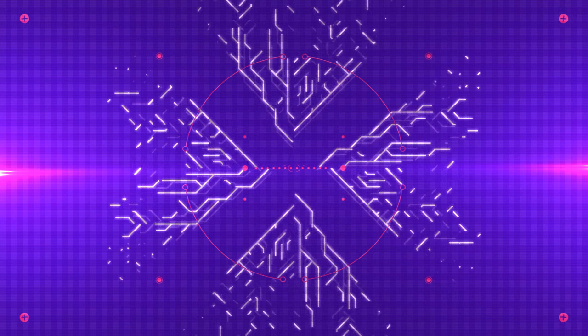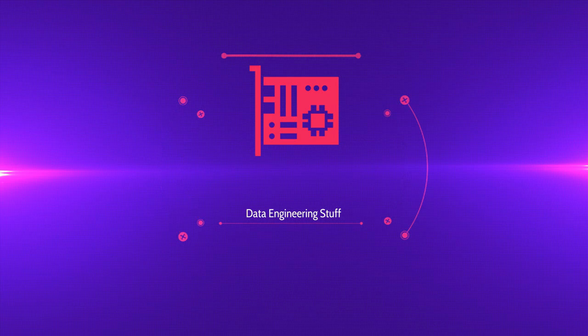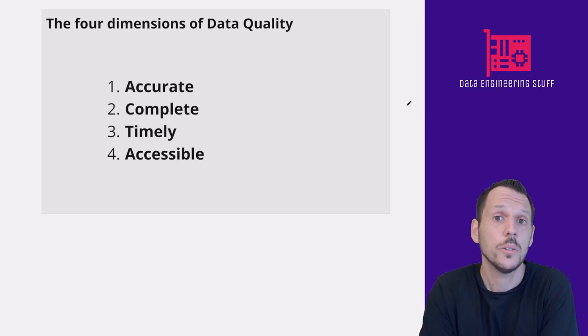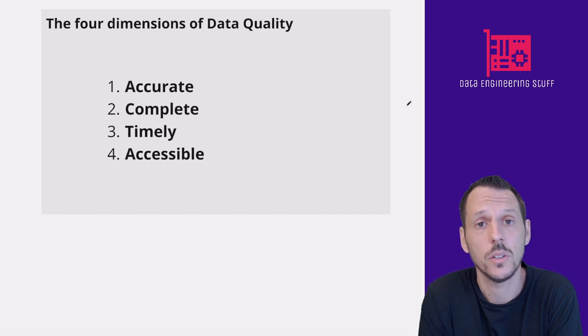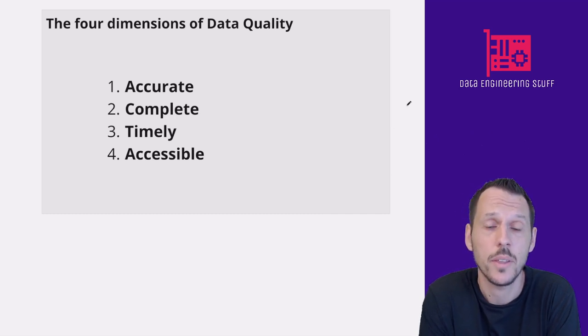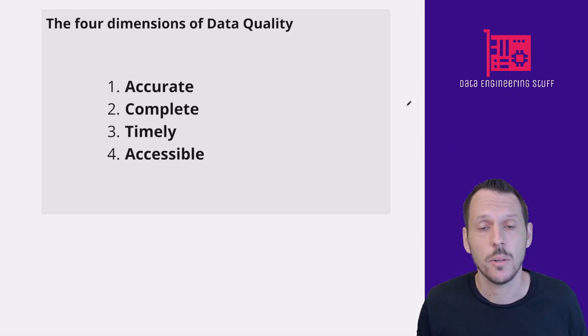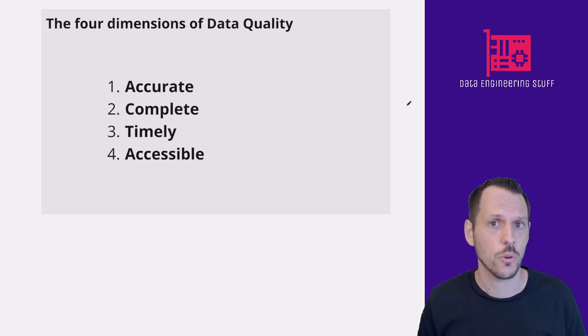Today we're going to talk about the 4 dimensions of data quality. When you hear about data quality, you also will quickly hear about the 4 dimensions of data quality. They are accurate, complete, timely, and accessible. Sometimes the first one is also called correct.